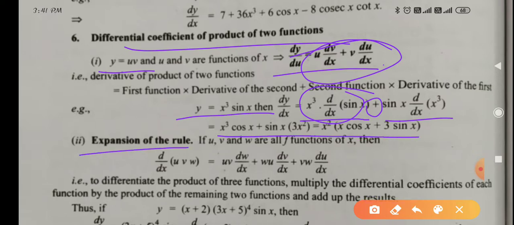Expansion of this rule: if three functions are there, u v w, then differentiation of one function and product of the remaining functions. So product of first and second function and differentiation of third function, plus first and third function and differentiation of second function, plus second and third function and differentiation of first function. Like this you can extend this rule. If n functions are given, 5 functions, 6 functions, 7 functions, then you can extend this rule: differentiation of one function and product of the remaining functions. Like this you can produce this.